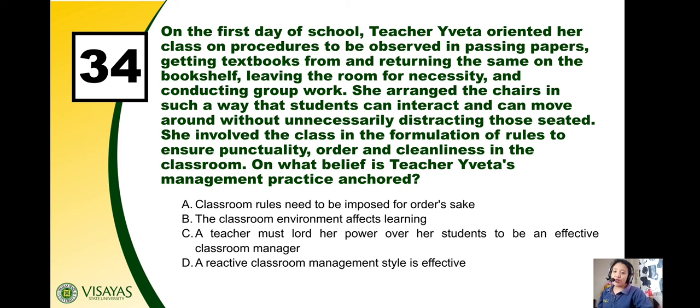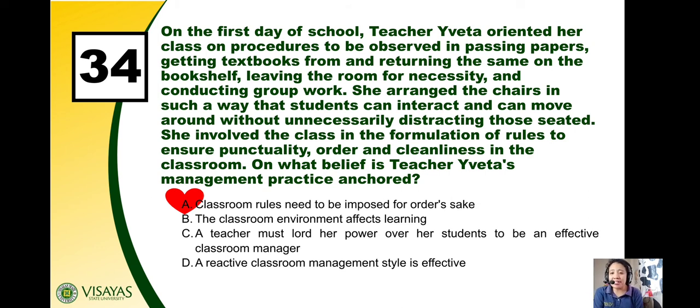A, classroom rules need to be imposed in order's sake. B, the classroom environment affects learning. C, the teacher must lord her power over her students to be an effective classroom manager. Then letter D, a reactive classroom management style is effective. The answer for this class is letter A, classroom rules need to be imposed in order's sake.